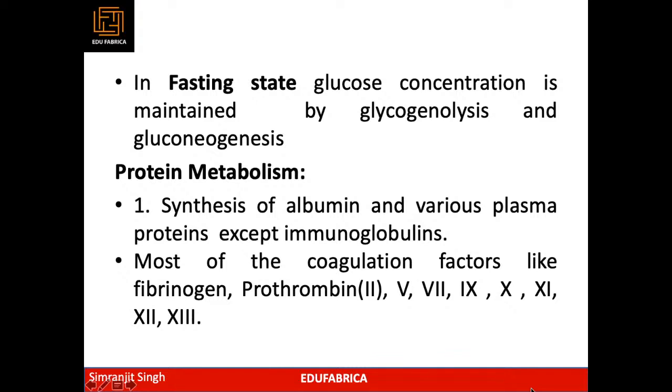And then protein metabolism. It also helps in protein metabolism, that is, synthesis of albumin and various plasma proteins except immunoglobulins. Most of the coagulation factors like fibrinogen, prothrombin, and factors 2, 5, 7, 9, 10, 11, 12 and 13.